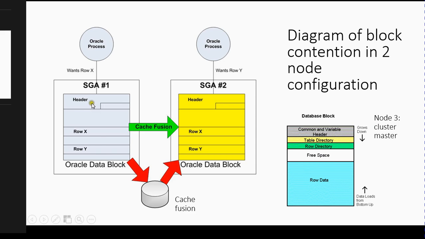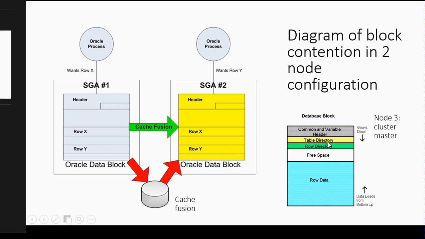If you have SGA1 as one of the regular nodes, and it's looking for information in SGA2, but SGA3 is actually the cluster master, you might have situations where the cache fusion is not going to go to SGA2 right away. It's going to go to the cluster master for communication first before it goes to the actual node. Why? Because this is the cluster master. This is the node that's responsible for everything that goes on inside of a cluster.